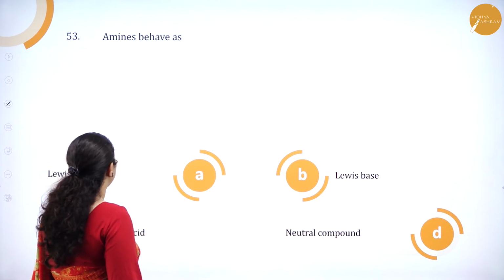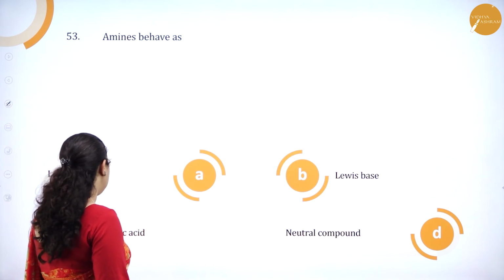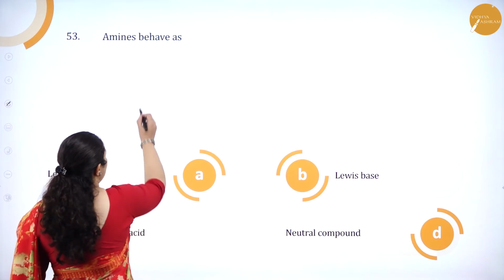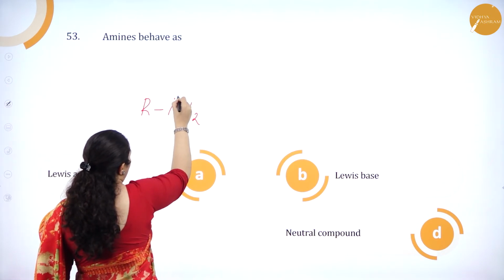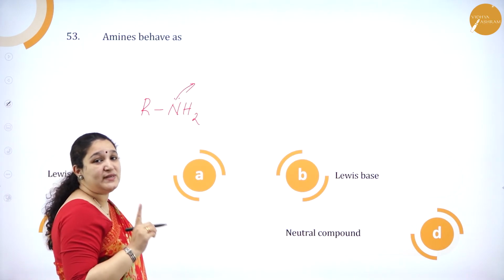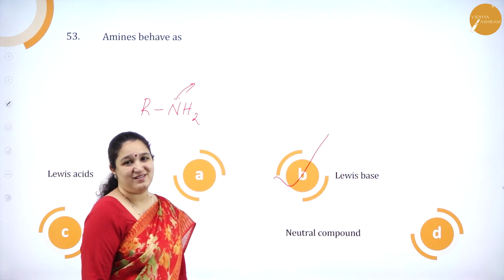Next one, amines behave as Lewis acid, Lewis base, protic acid, neutral compound. Amine is RNH2, and nitrogen has a lone pair of electrons which it can donate. So it will act as a Lewis base. So option B is the correct answer.